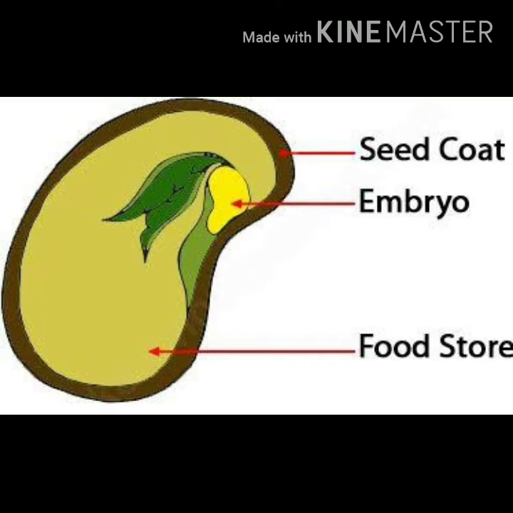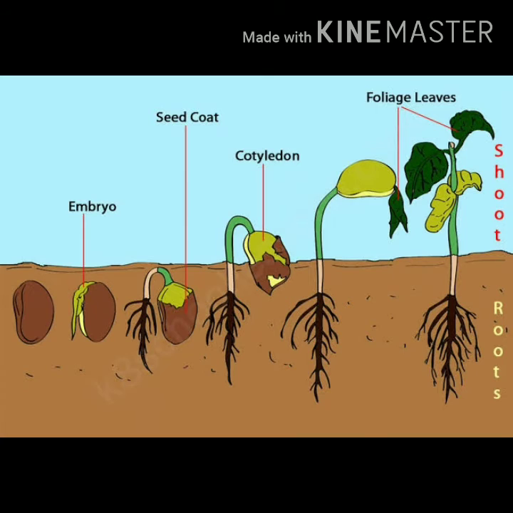Then we discuss the most important thing, seed germination. What is germination? Germination is the process by which a seed develops into a young plant. Germination is the journey of a seed to a seedling, passing through many stages of growth. After many stages, the final result is that seed germination is complete.